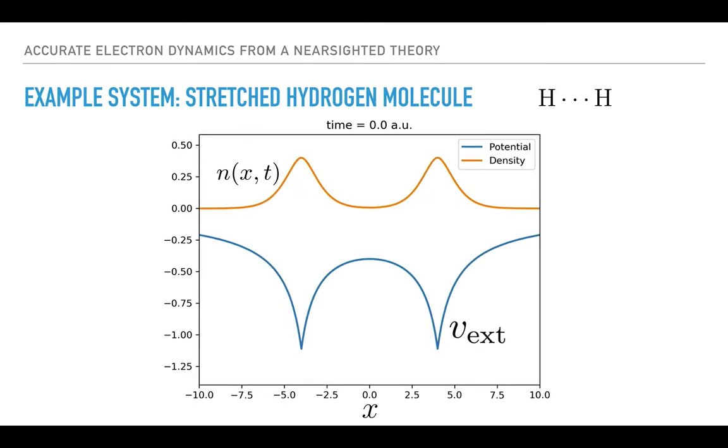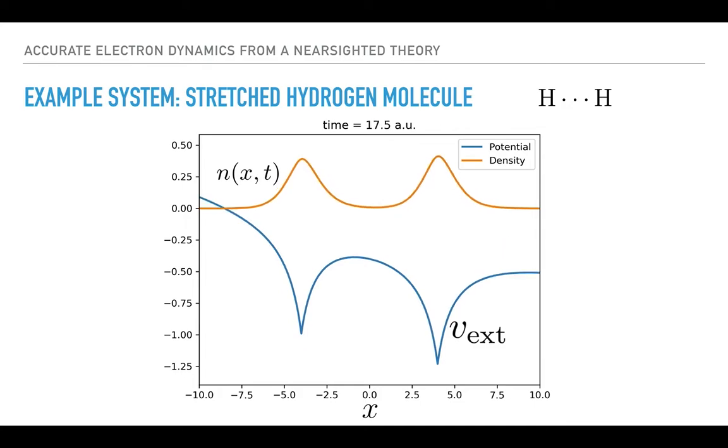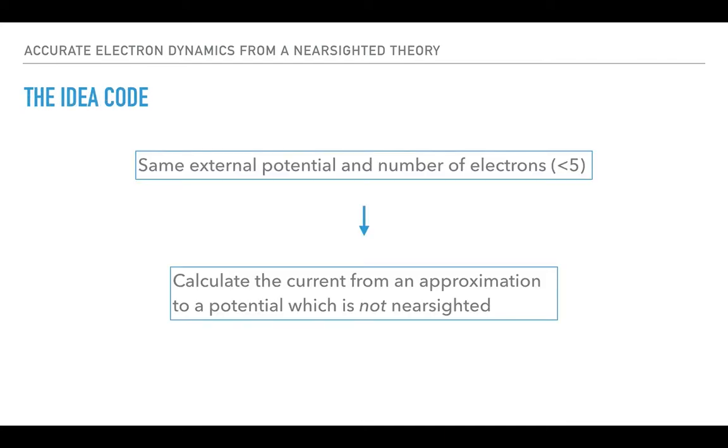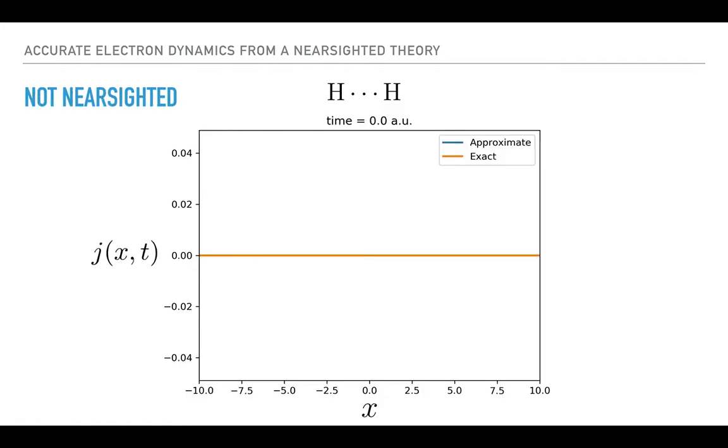Our first system is a hydrogen molecule in which the atoms have been pulled apart. This system is notoriously difficult to model with approximate methods. We then apply an electric field which causes the electron density to move. First, we compare the exact electron current to our approximate method, in which the multiplicative potential is not nearsighted. Clearly, this method does not yield an accurate current, demonstrating how ineffective a local density approximation to the potential, which is not nearsighted, is.